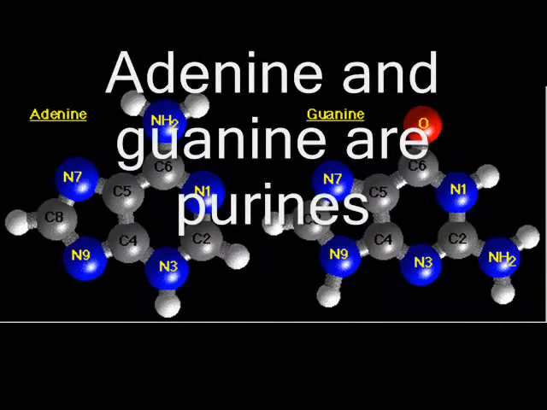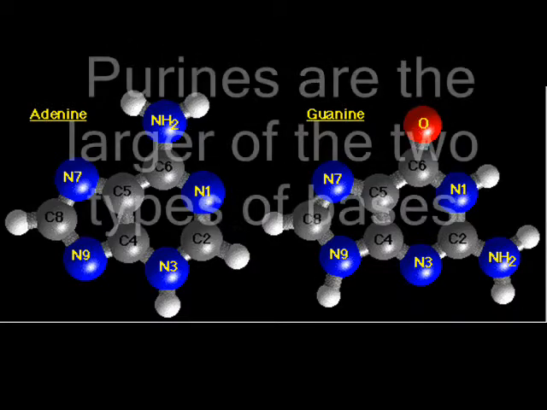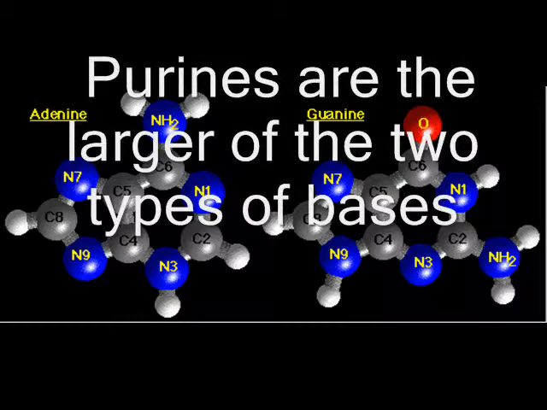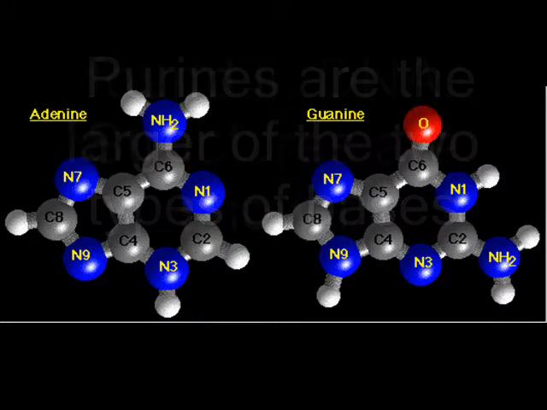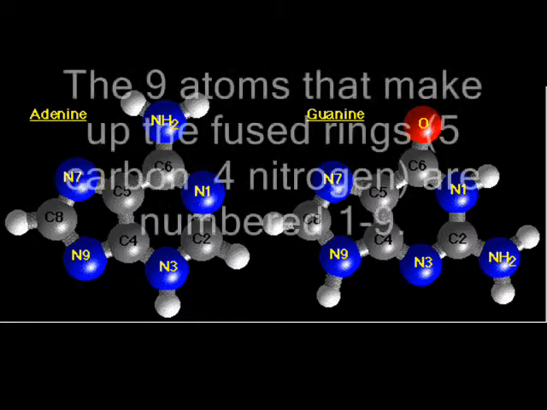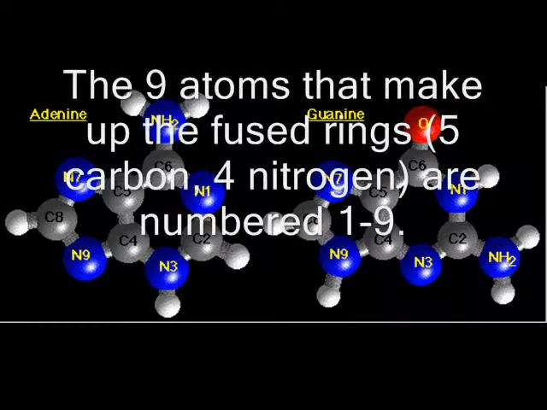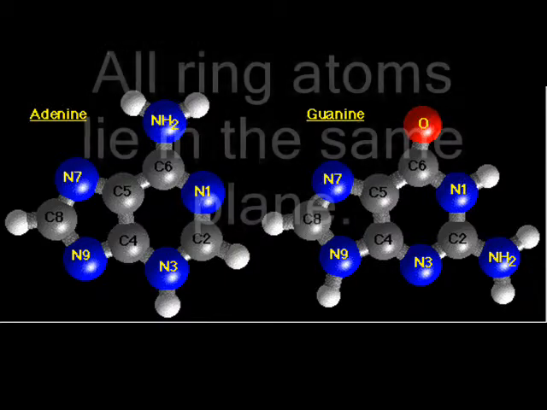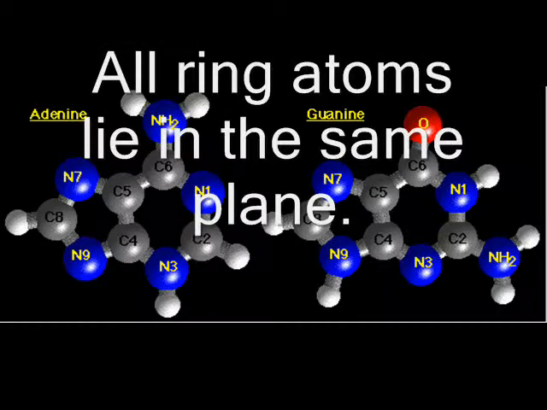Adenine and guanine are purines. Purines are the larger of the two types of bases found in DNA structures. The 9 atoms that make up the fused rings, 5 carbon and 4 nitrogen, are numbered 1 to 9. All the ring atoms lie in the same plane.